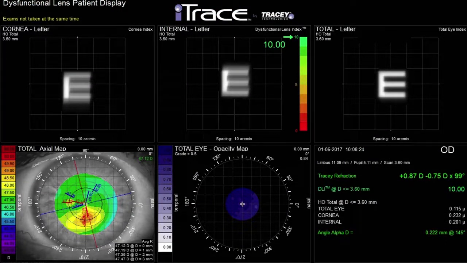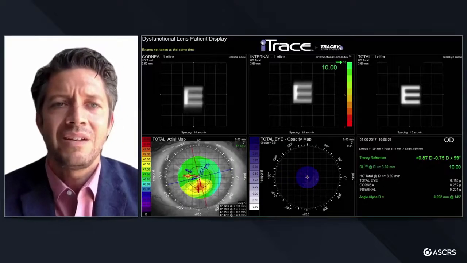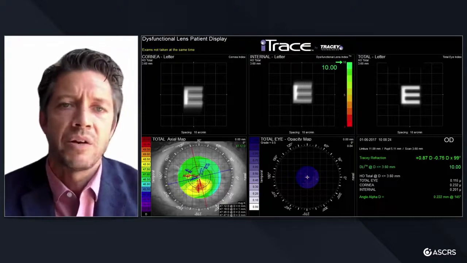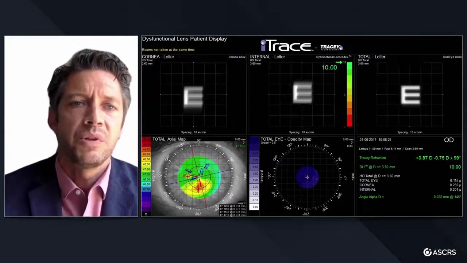So number one, centrally, you can see that this is indeed a clear lens. Her DLI is 10. She's got a nice clear total image on the upper right. Her Tracey refraction is in green. Her angle alpha is normal. So she's starting to check off the boxes, but qualitatively, you get this sense that the corneal E is kind of blurred down, for lack of a better word, and the internal E is kind of blurred up.